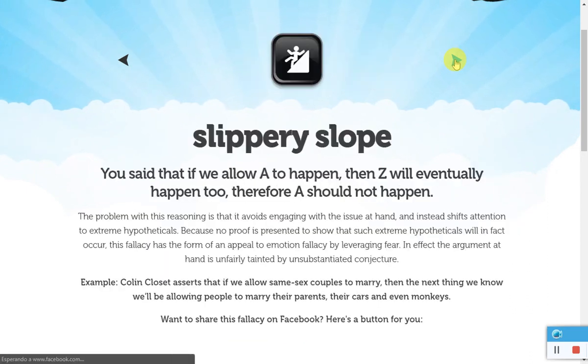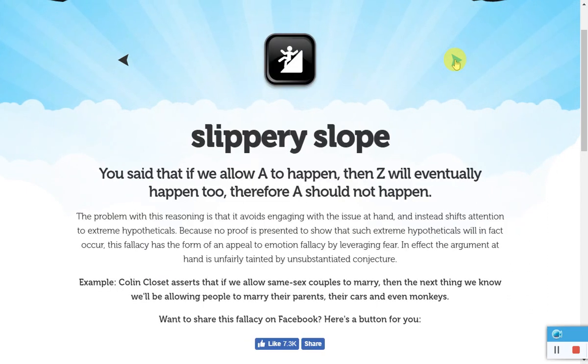5. Slippery slope. You said that if we allow A to happen, then Z will eventually happen too, therefore A should not happen. The problem with this reasoning is that it avoids engaging with the issue at hand and instead shifts attention to extreme hypotheticals. Because no proof is presented to show that such extreme hypotheticals will in fact occur, this fallacy has the form of an appeal to emotion fallacy by leveraging fear. In effect, the argument at hand is unfairly tainted by unsubstantiated conjecture.